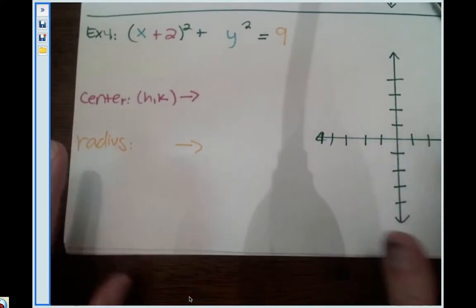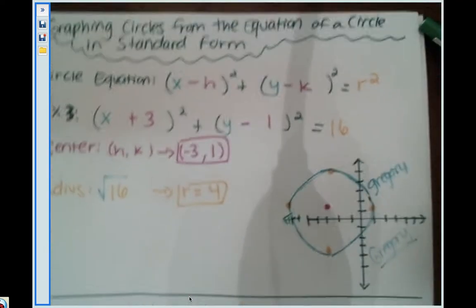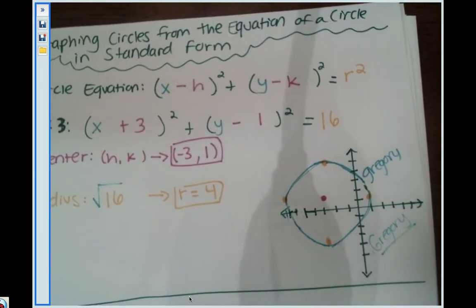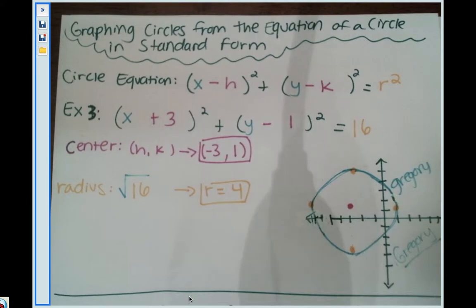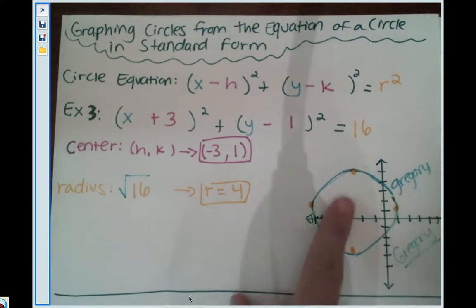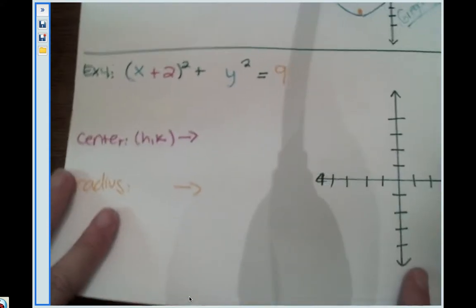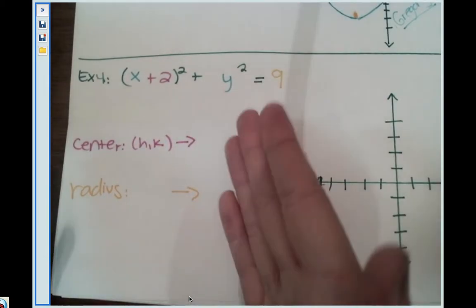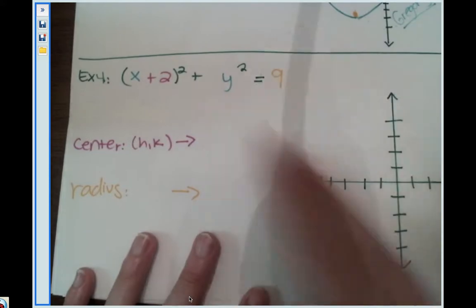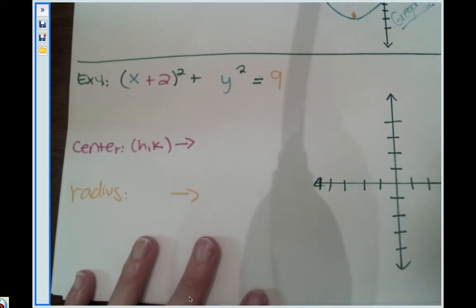Okay, you guys, example 4. Again, we are graphing circles from the equation in standard form. So we're going to use standard form of our circle equation to help us draw a pretty circle. All right, guys, so here's my standard form of a circle, and we're going to use the center point and the radius to help me draw my lovely circle.